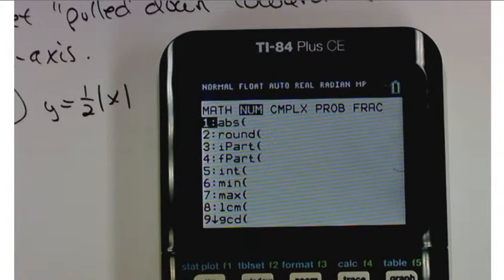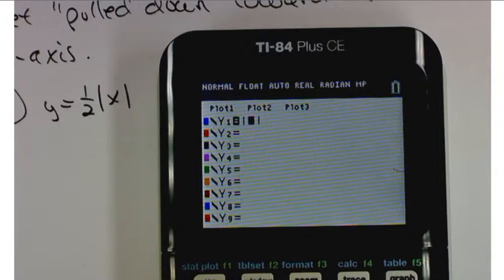Yeah, absolute. Now, depending on your operating system for your calculator, you might get something that just says ABS with parentheses. But either way, it's going to graph the absolute value. I want the absolute value of x, and then 0.5 times the absolute value of x.